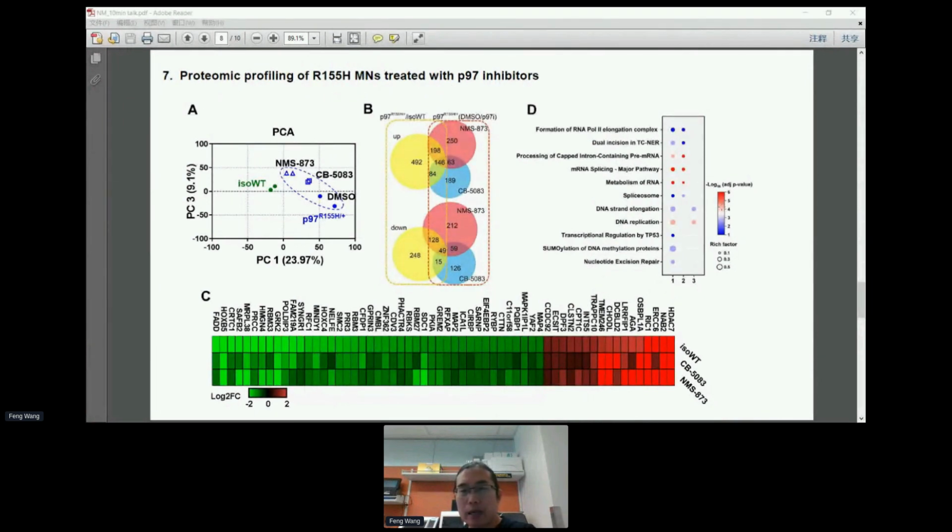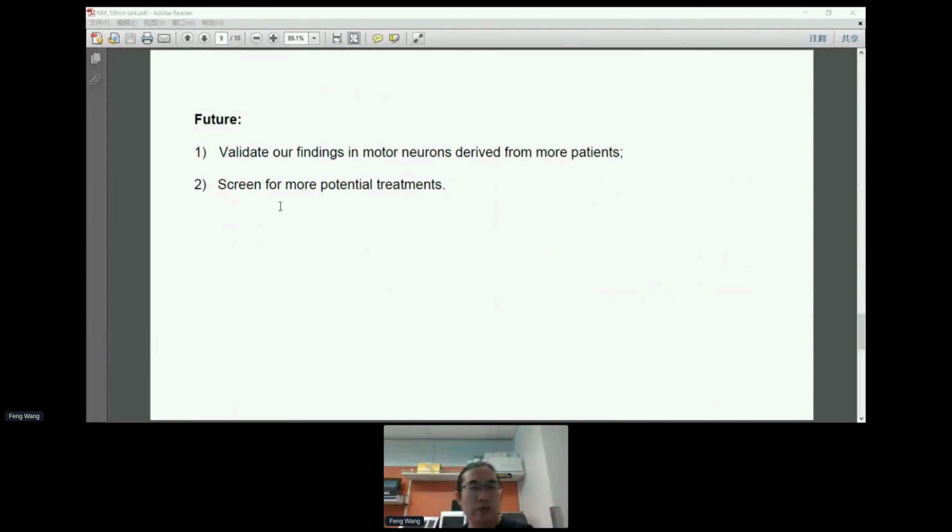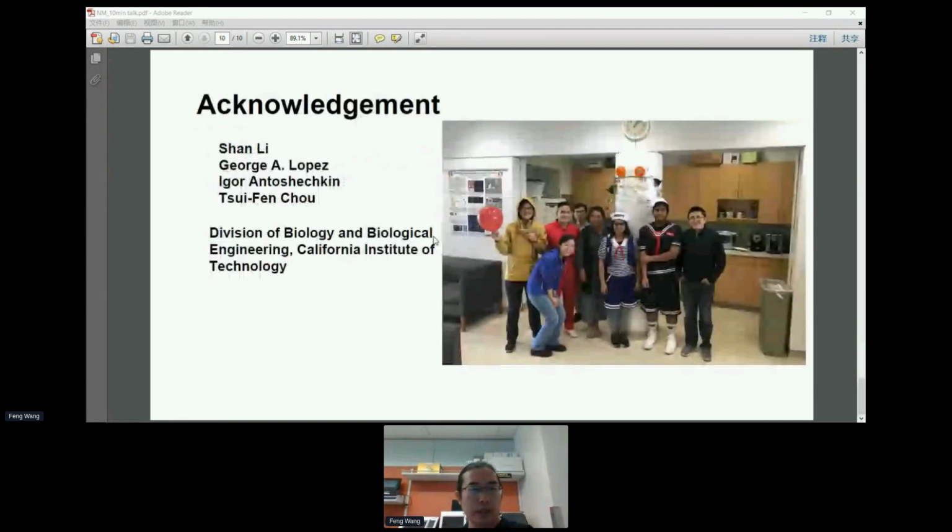And here are the pathways which might be rescued by the inhibitors or not. In the future, we are going to validate our findings in motor neurons derived from more patients, and then screen for more potential treatments. And thanks to our lab members, and thanks to the QVCP group for giving me the chance to show our result.